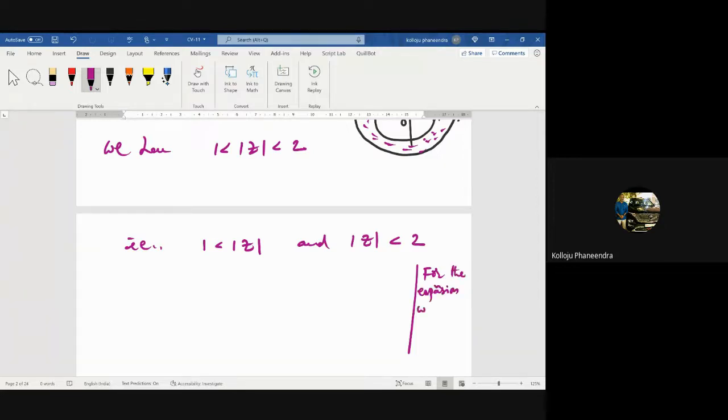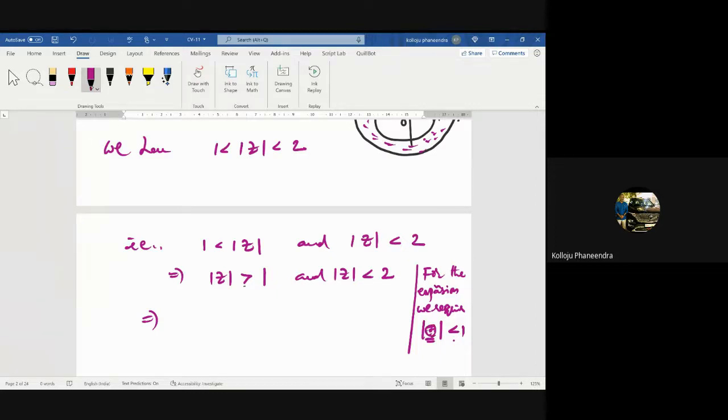Now see, for the expansion, remember, we require some function of z less than 1. This implies mod z is greater than 1 and mod z is less than 2. But I have to get the less than symbol compulsorily, some function of z less than 1.